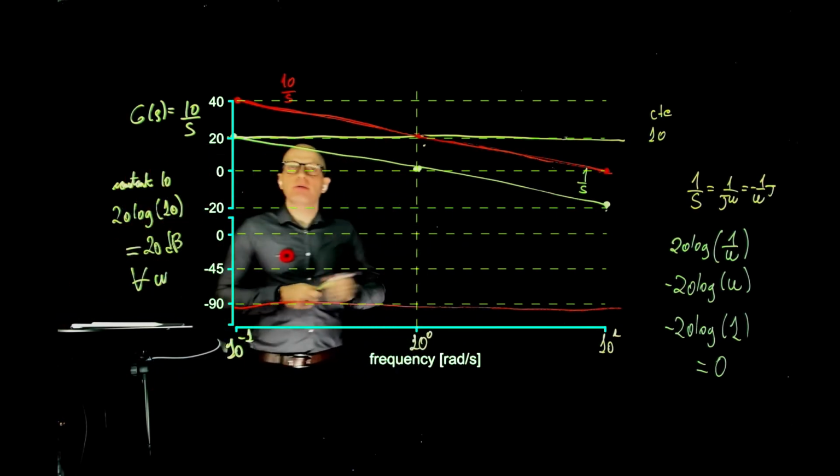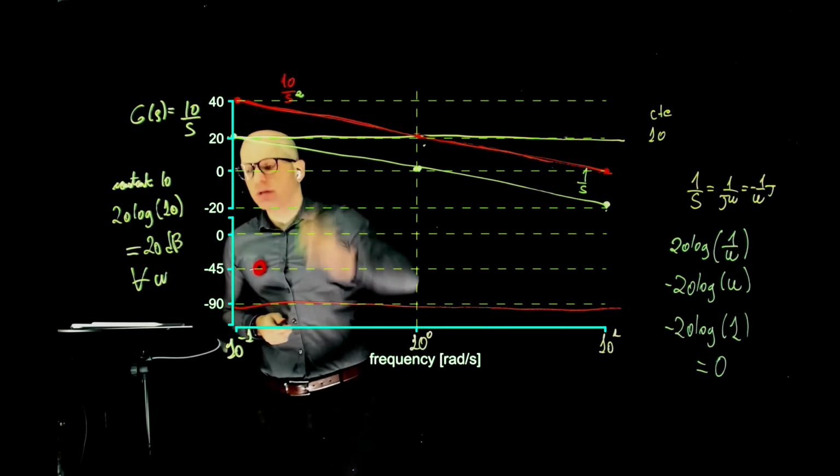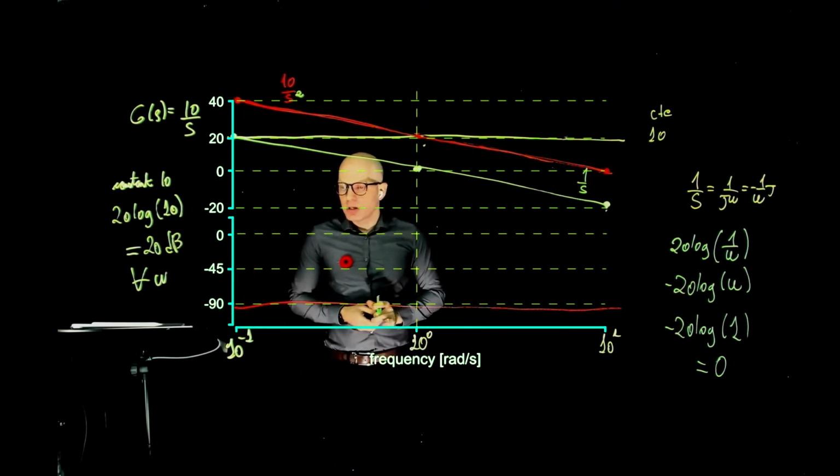So what would happen if this was 10 divided by s squared?